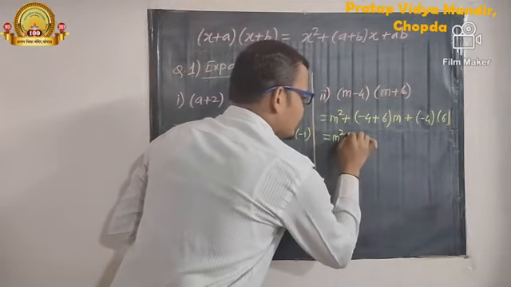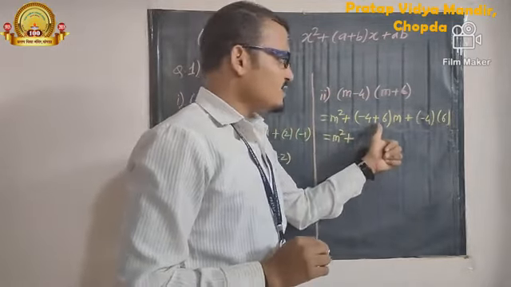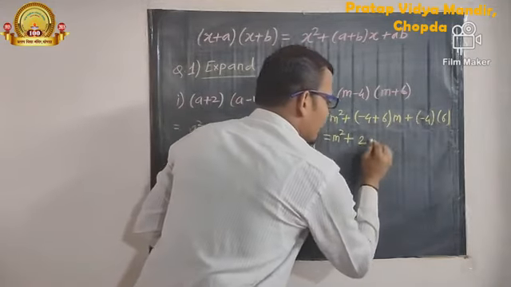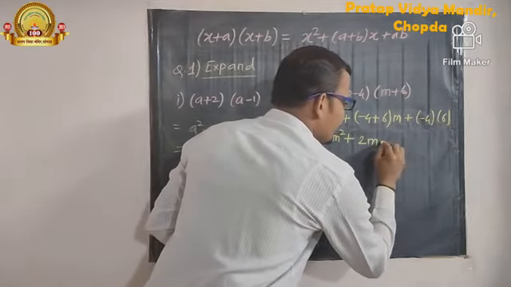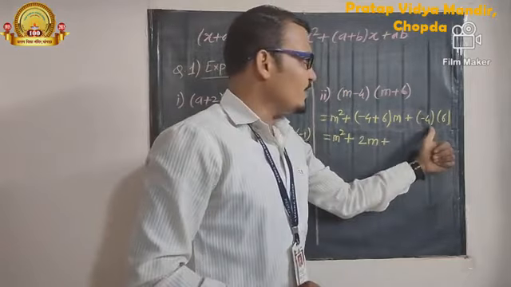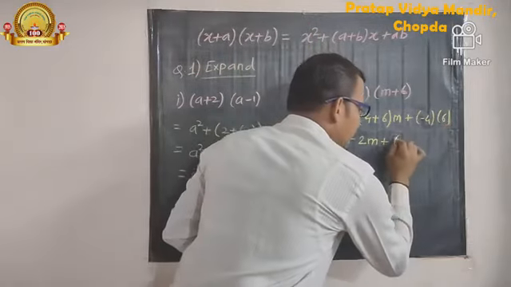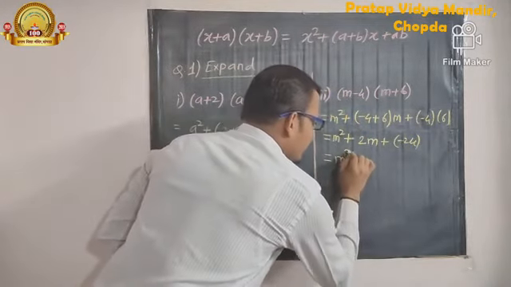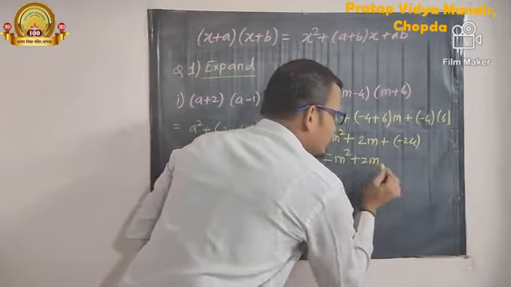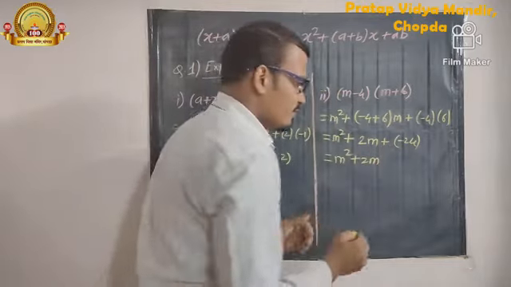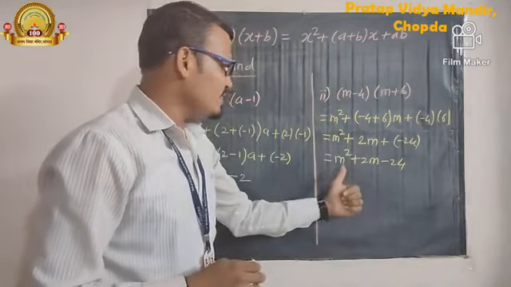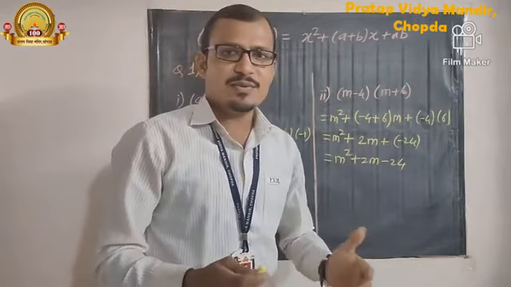Then m square as it is, plus minus 4 plus 6, that is 6 minus 4 is 2, and m. So 2m plus minus 4 into 6 is minus 24. Now m square as it is plus 2m as it is, plus into minus, minus, and 24 as it is. So our expansion is m square plus 2m minus 24.